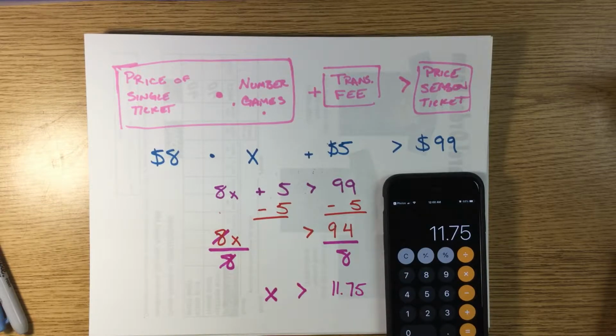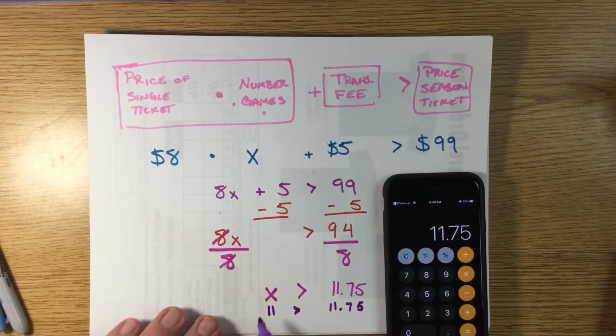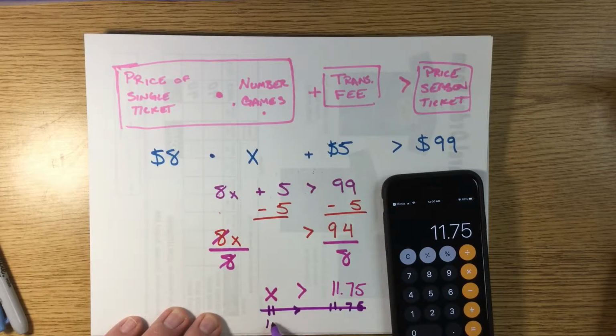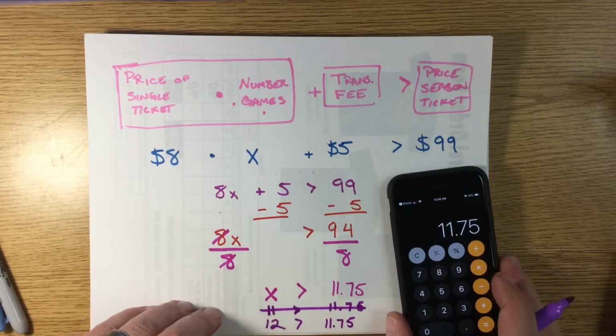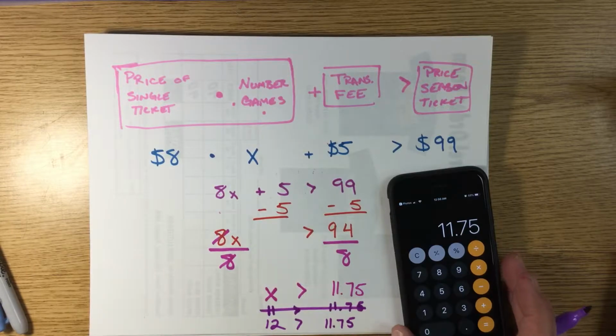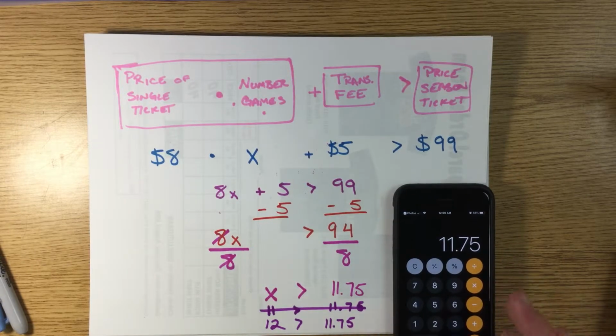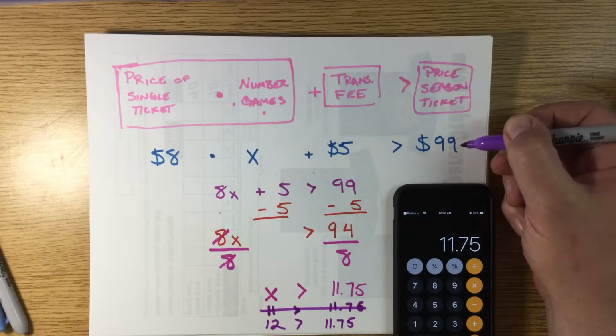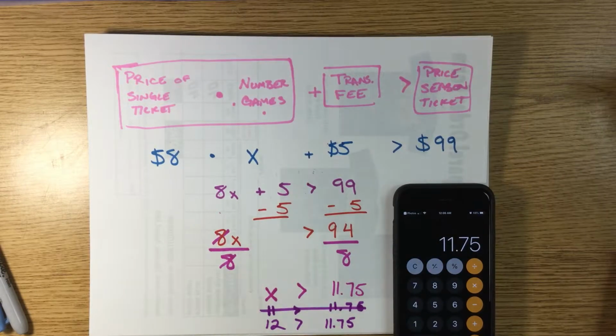Obviously, if I bump that up, though, I will be greater than 11.75. So in other words, what I'm saying is I can't put 11 in for x. That would make an untrue statement. So 11 is greater than 11.75. That is false. No, can't do it. But I could put 12 is greater than 11.75. So my answer is that it would take 12 games before the season ticket price was the better deal.